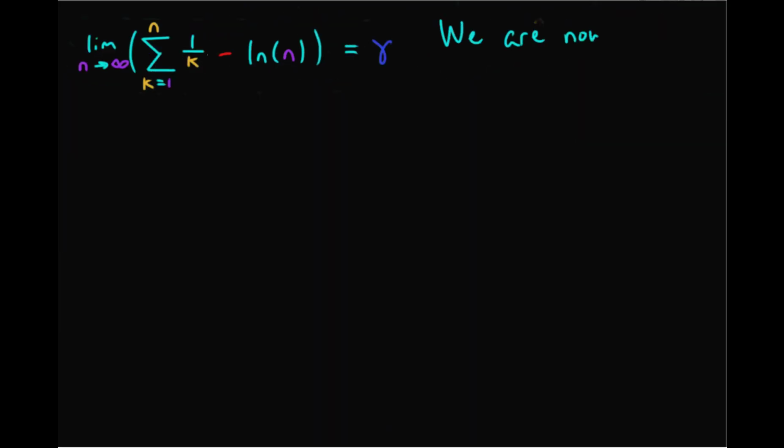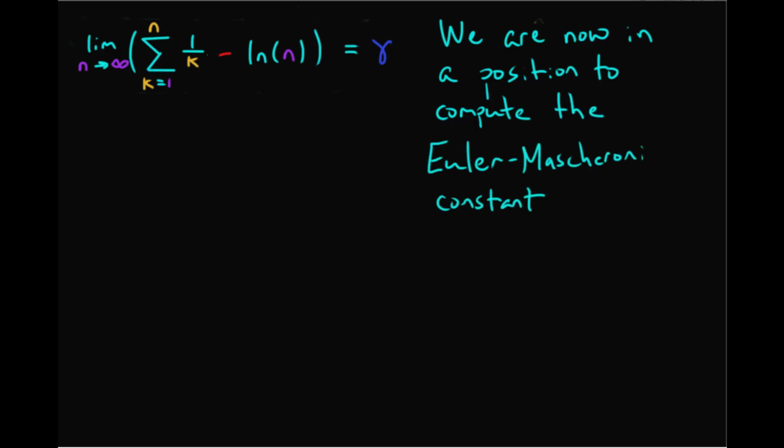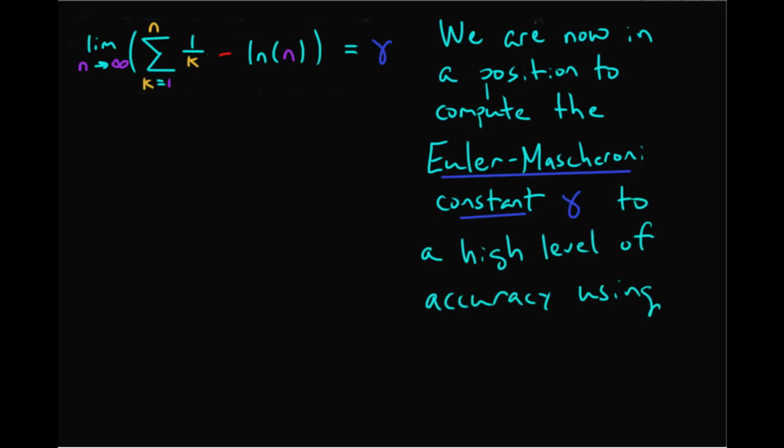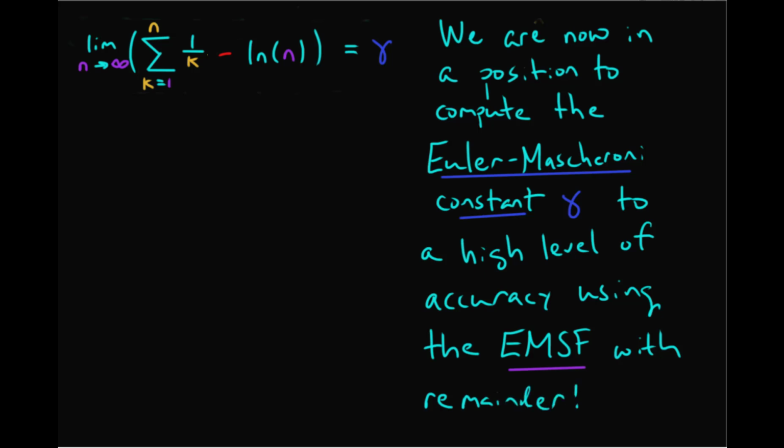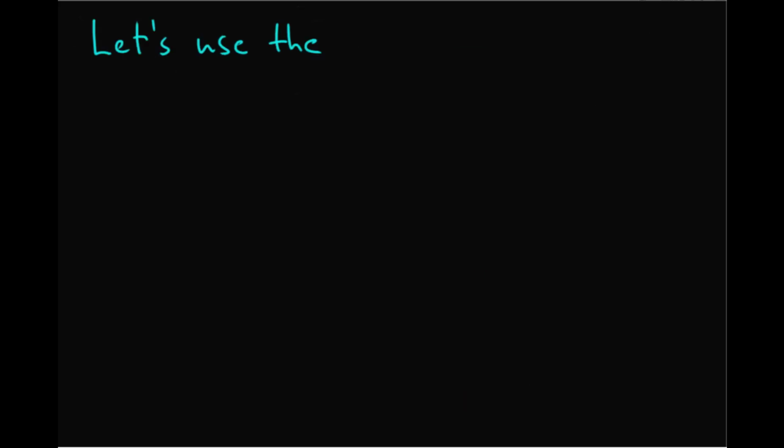Well, now that we've derived the Euler-Maclaurin summation formula with remainder and proved that the Euler-Mascheroni constant gamma exists, we're now in a position to actually compute gamma to a high level of accuracy using our formula. To do this, let's use the seventh derivative form of the EMSF with remainder. Well, we're going to need a lot of derivatives of f of x equals 1 over x, so let's list them out here.